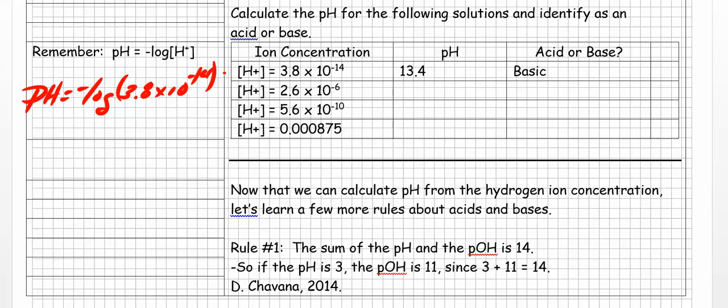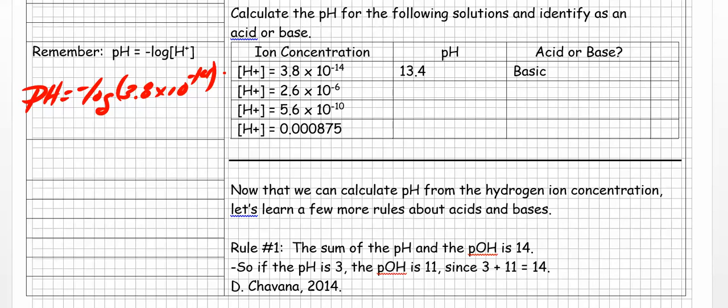Basic. Now, let me give you a little tip. If you don't have a value like 1.0 times 10 to the minus 14, but it's something like 3.8 times 10 to the minus 14, the 3.8 is not going to shift the pH that far away from 14. So you're looking for a number close to 14. If I had gotten 2.8 or something ridiculous like that, that's a problem, right? But 13.4 is pretty close to 14, so I'm comfortable with that answer.